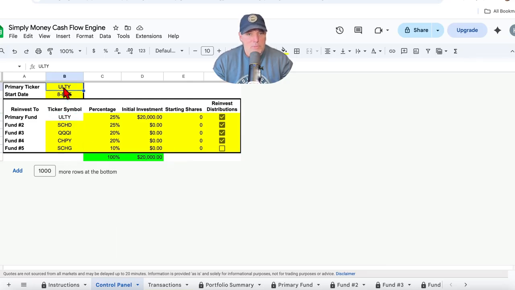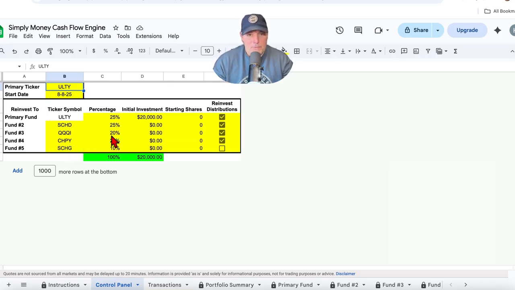But Alti is what we started with, so we're putting Alti here on an August 8th, 2025 start date, and it automatically fills in here as your primary fund. Then you fill in your secondary funds, and I just put some in here that I have, just to pull some of the distributions and different things in. So you can put whatever funds you want in your second, third, fourth, and fifth funds.